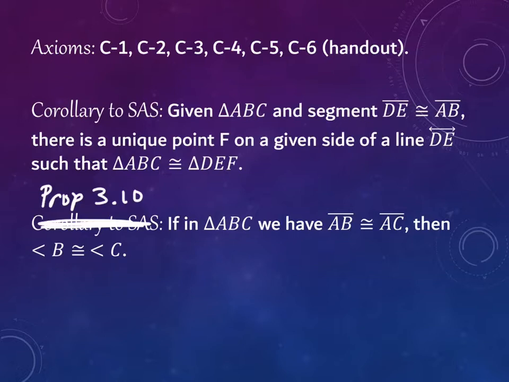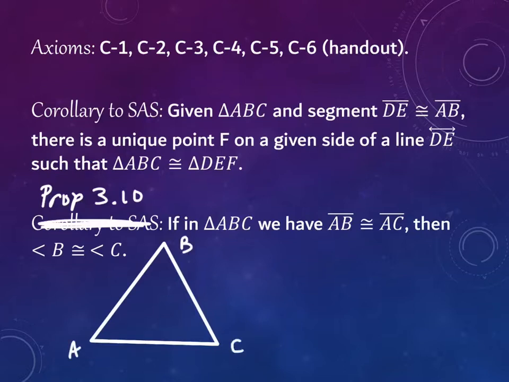So can anybody tell me what type of triangle this is creating? Isosceles. So here's A, B, and C, and it says that AB is congruent to AC. So I have an isosceles triangle. And one of the facts that you'll remember about isosceles triangles is that they have congruent base angles. And that's exactly what this proposition says. These angles at the bottom are going to be congruent.